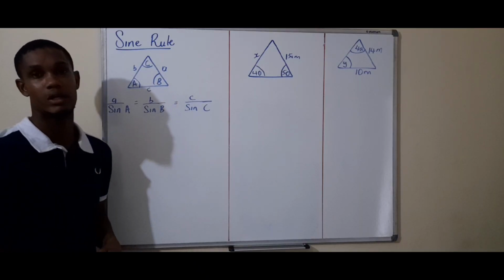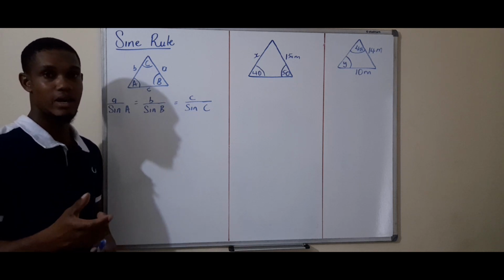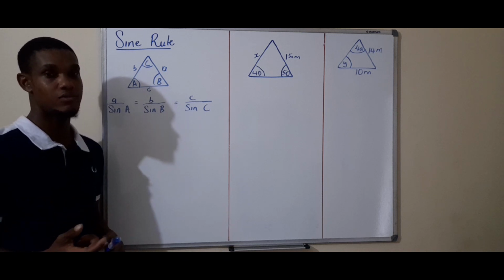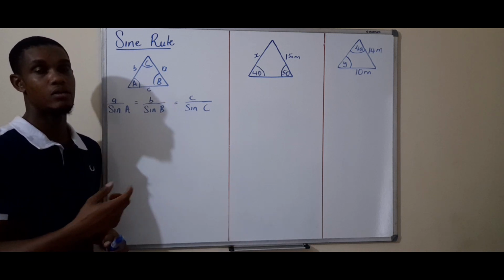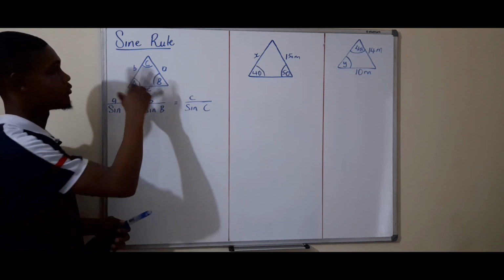For today, we'll be looking at the sine rule. The sine rule says that one side divided by the sine of its opposite angle is equivalent in value to another side divided by the sine of its angle. So, putting it into visuals.